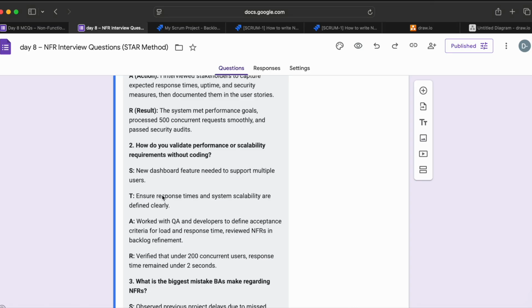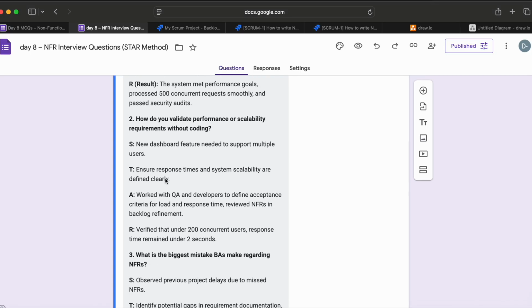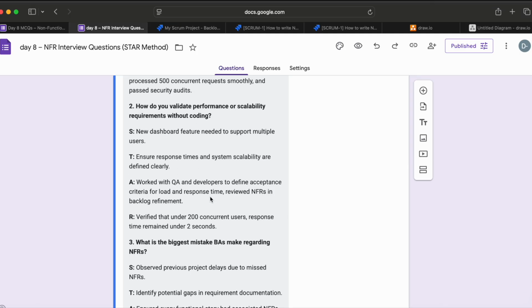So, new dashboard feature needed to support multiple users. Ensure response times and system scalability are defined clearly. So you can use those 7 quality attributes in your user story, right? You can ask those questions in your user story. You can ask one by one.